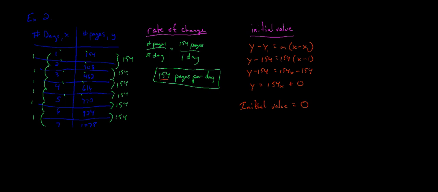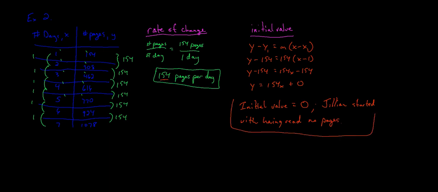The y-intercept is 0. And that means that Jillian had initially read no pages. So Jillian started with having read no pages. So our rate of change is 154 pages per day, and the initial value is 0, meaning that Jillian started with having read no pages.